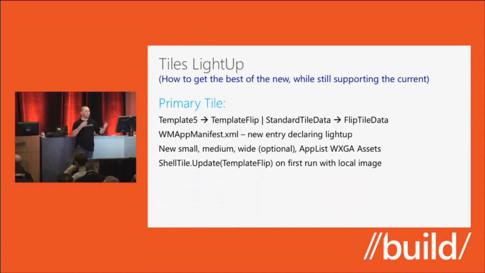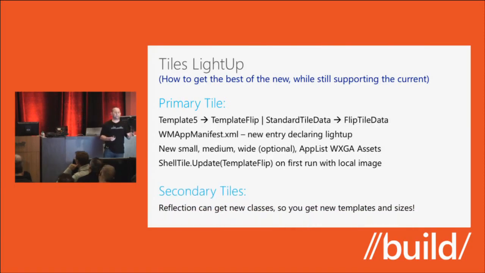And then all you really do is on first run of your app, you call ShellTile.Update. You use template flip instead of standard tile data. You use flip tile data. And you just specify those local images that you included in your package. So whatever you had, that's the new sizes, new resolutions, you specify that in the first run and call ShellTile.Update, and magically your tile now supports multiple sizes. If the user resizes it, they'll see the new image you picked for small and the images you picked for wide. So your primary tile is stuck with template flip.